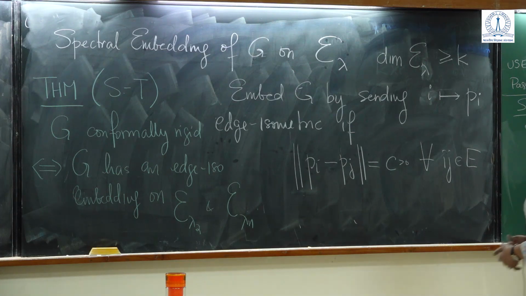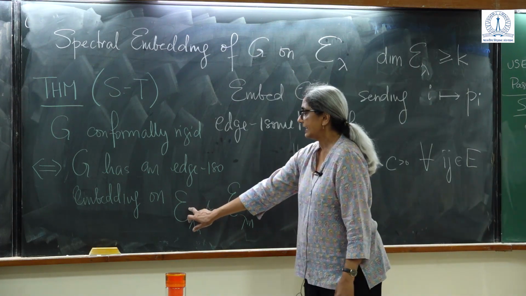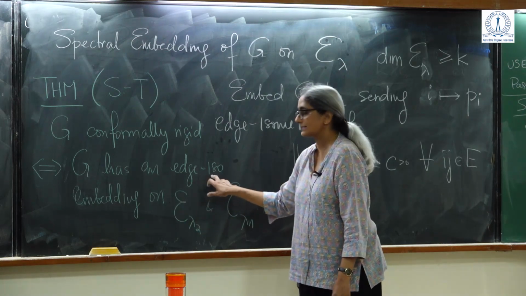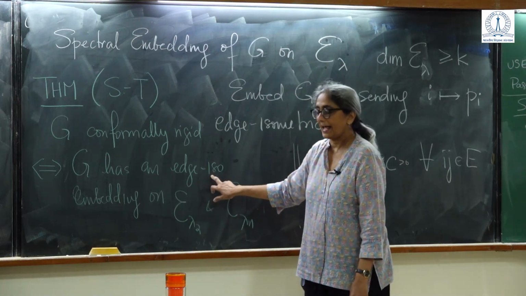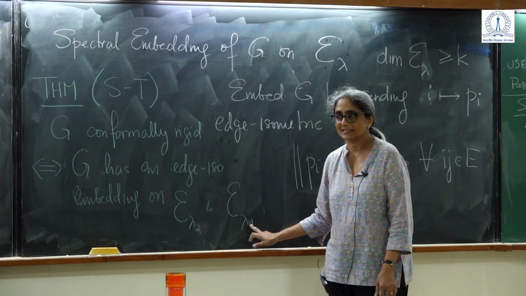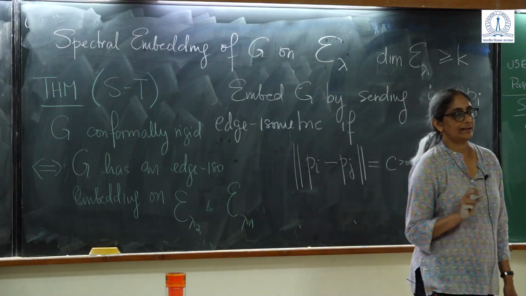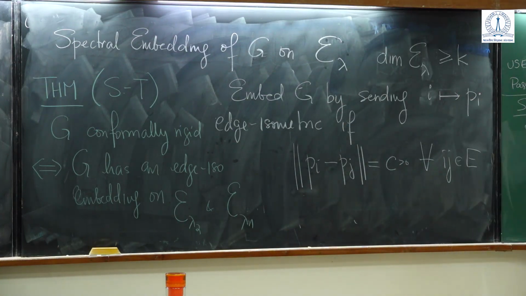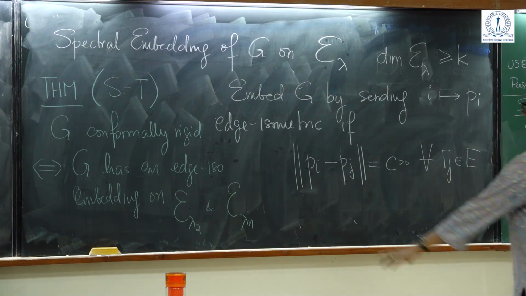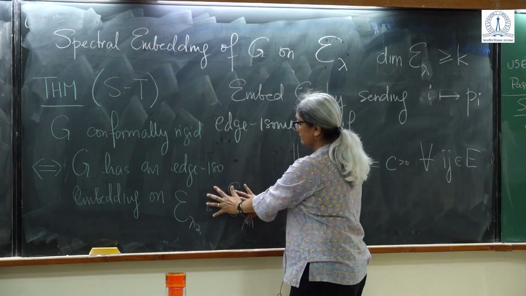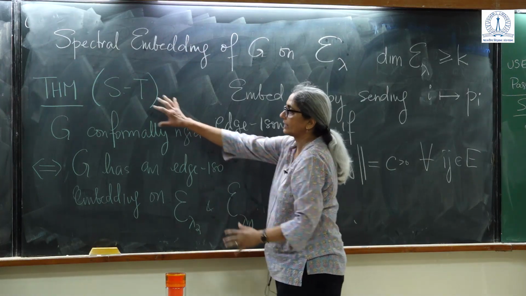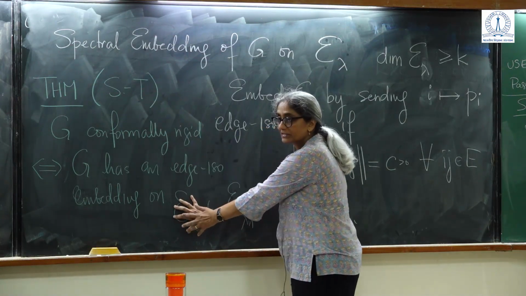So you should go to the second eigenspace and see if you can find an embedding that is edge isometric. And you should go to the last eigenspace and be able to find an embedding that's edge isometric. So presumably lower conformally rigid has to do with lambda 2, and upper with the last one. That's right. If you only wanted lower conformally rigid, forget about this one. If you only wanted upper conformally rigid, forget about this one.